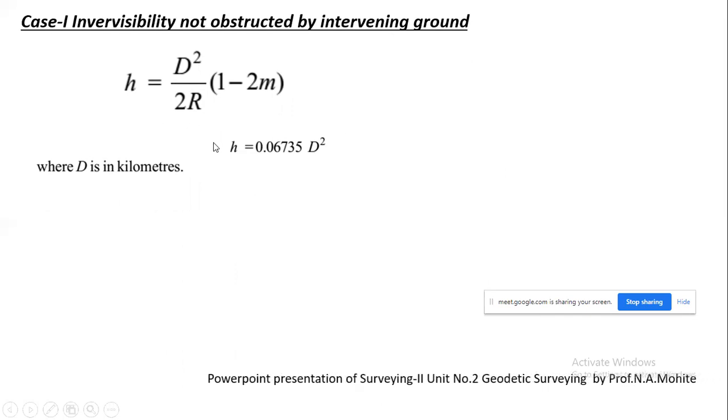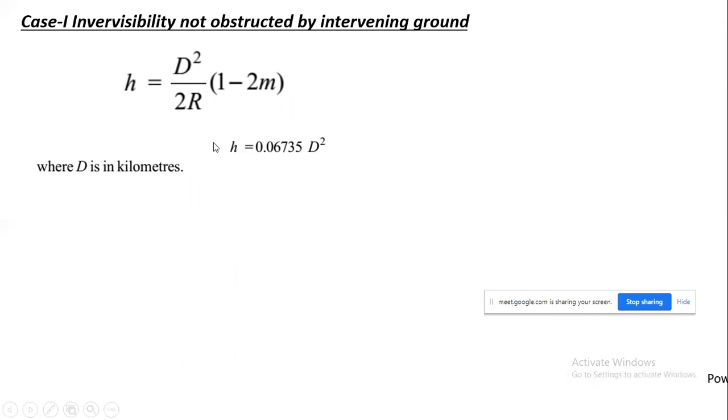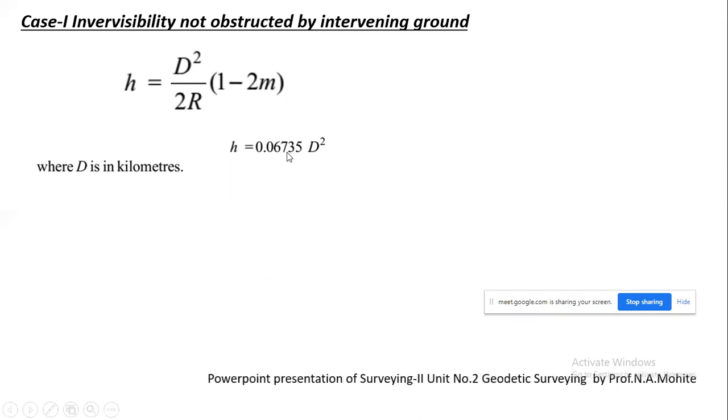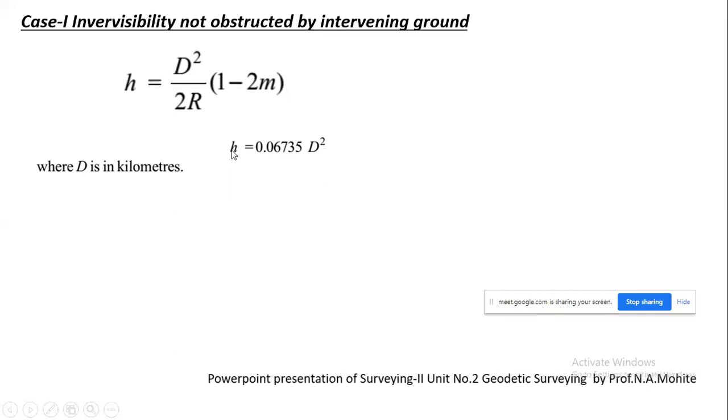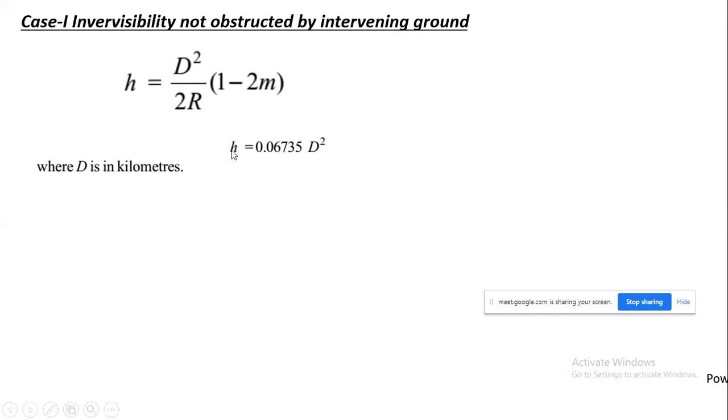This is h = 0.06735 d², the correction for combined curvature and refraction, which we have seen in unit 1 of Surveying 1. After substituting the value of the distance d, we find h, the height of the tower or height of the hill, so that the stations are intervisible from each other.